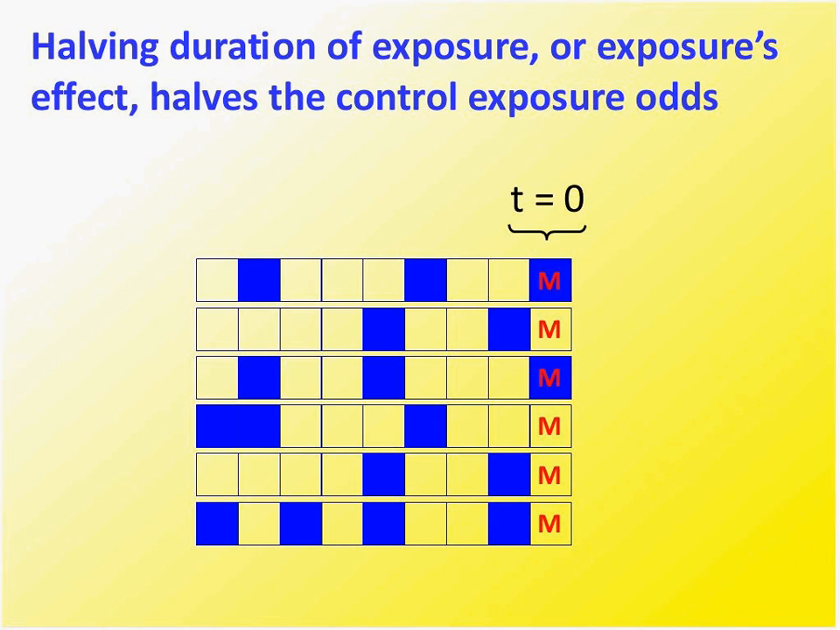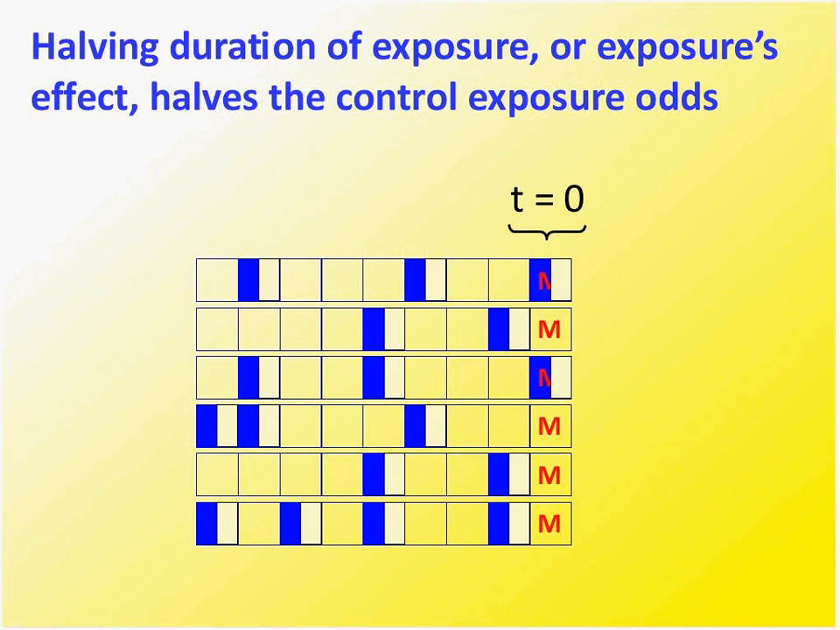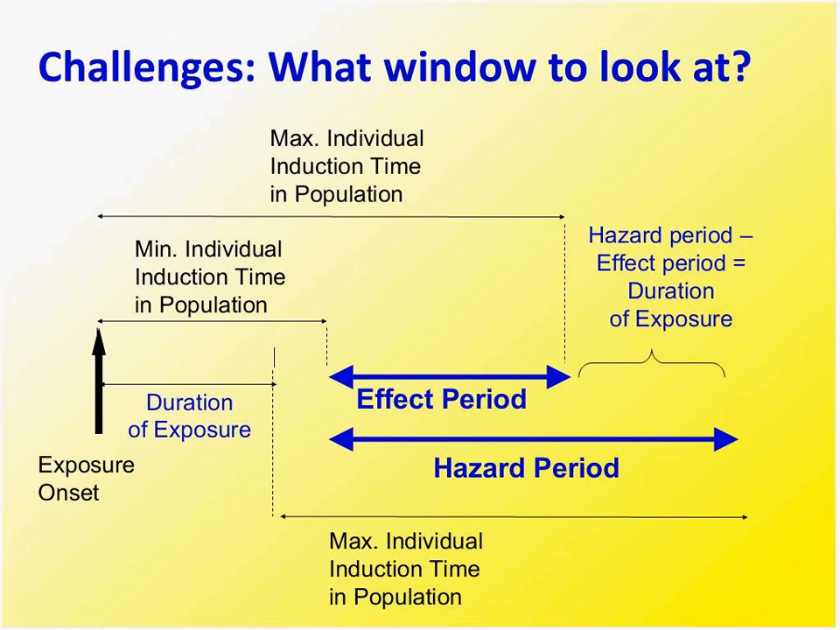So if you looked at this and you calculated an exposure odds ratio, and then somebody came along and says, "Oh, your model for how long the drug has an effect, you've got the half-life quite wrong. It's only half of that." You can see that would change your exposure odds ratio by a factor of 2. So duration is very important, and some slide refers to some of the challenges of what window to look at and how do you define it.